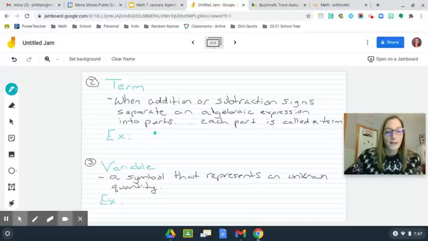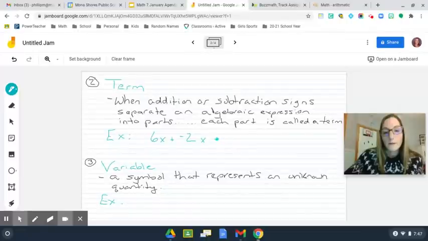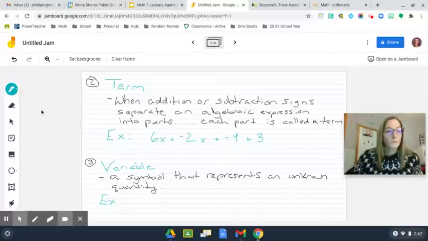So if I said 6x plus negative 2x plus negative 4, and let's go plus 3. Okay, so let me change the color here.